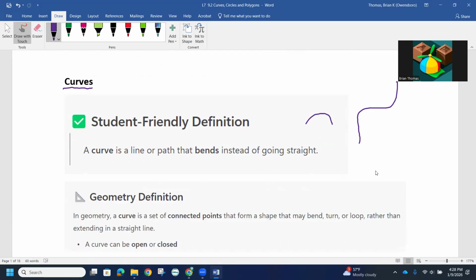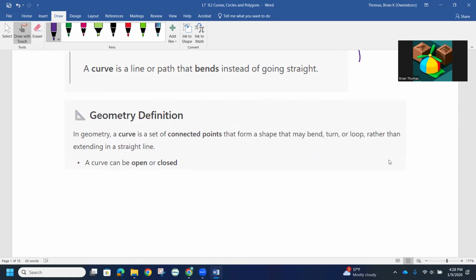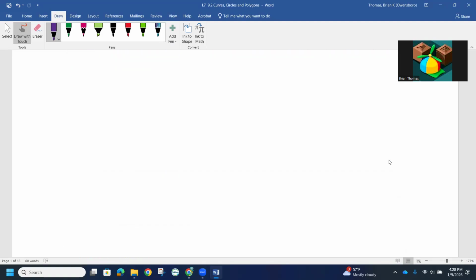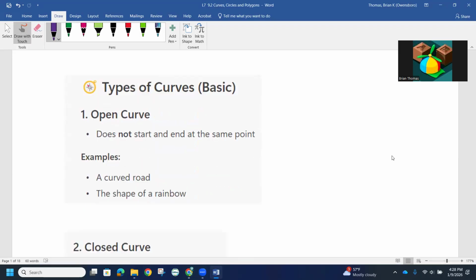So a geometry definition of a curve is a set of connected points that form a shape that bend, turn, or loop rather than extending in a straight line. So it's kind of what we did. There's what's called a curve that's open or closed. Let's talk about an open curve. An open curve does not start and end at the same point.